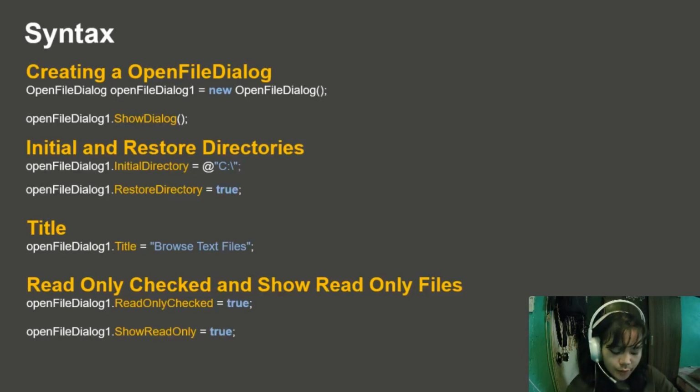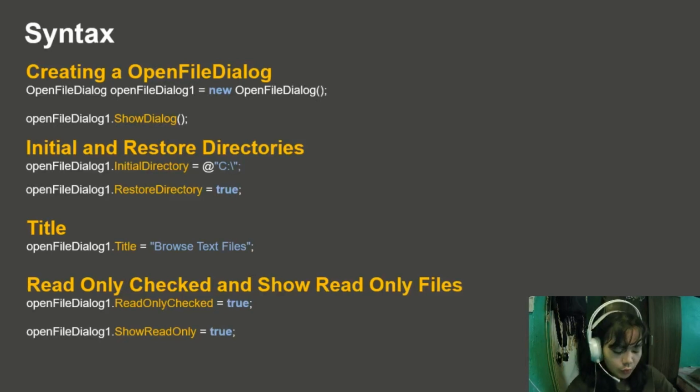ShowDialog method is called when you browse and select a file. Initial and restore directories. The InitialDirectory property represents the directory to be displayed when the Open File dialog appears the first time. If the RestoreDirectory property is set to true, that means the Open File dialog box restores the current directory before closing. Title. The Title property is used to set or get the title of the Open File dialog.